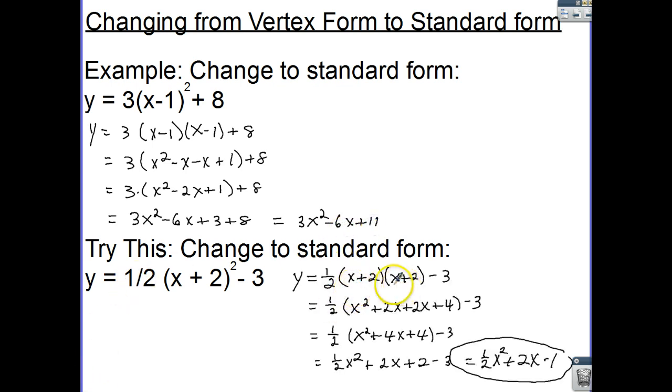All right, writing the x plus 2 out twice and multiplying, x times x is x squared. Outside, x times positive 2, positive 2x. Inside, 2 times x is 2x. Last times last, 2 times 2 is 4. Collecting the like terms here, we get x squared plus 4x plus 4. Distributing the 1/2, x squared times 1/2 is 1/2 x squared. 1/2 times 4x is 2x. 1/2 times 4 is 2, and then 2 and negative 3 gives us the final answer of y equals 1/2 x squared plus 2x minus 1.